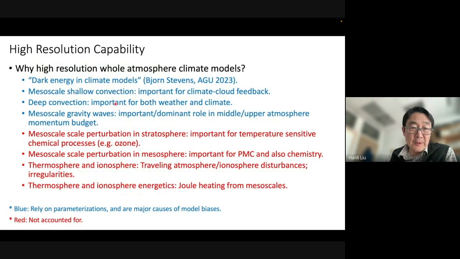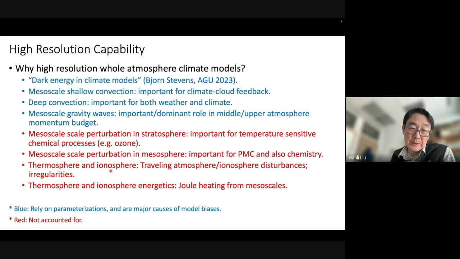More generally, these are some of the points why you need high resolution capability. Resolving mesoscale gravity waves is definitely one of them. Even for climate and weather systems, I listened to a talk by Bjorn Stevens from Max Planck at last AGU, and he was talking about the importance of mesoscale shallow convection, which according to their study is very important for the cloud climate feedback, and that's not well captured. He argues that you really need to go down to mesoscale to capture that, and of course deep convection. But for all these blue items you have a little bit of a handle, because you have some parameterization to take care of certain aspects of that.